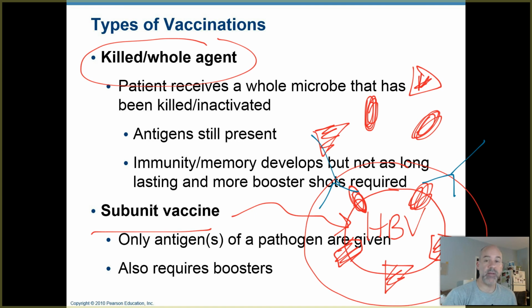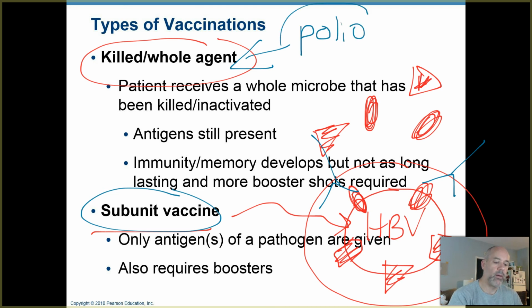The hepatitis B virus vaccination that is given to a lot of people is this type of vaccine. A good example of a killed whole agent vaccine is the polio vaccine that all little kids get, the injected type.